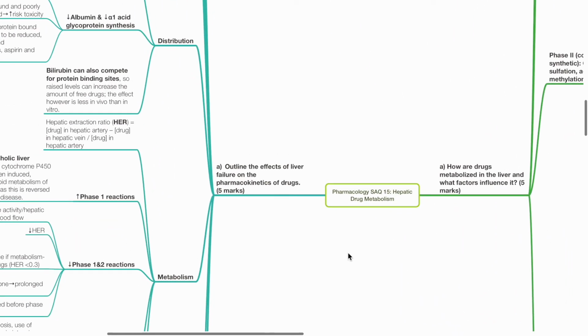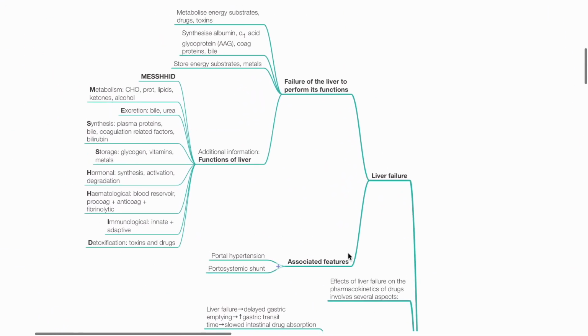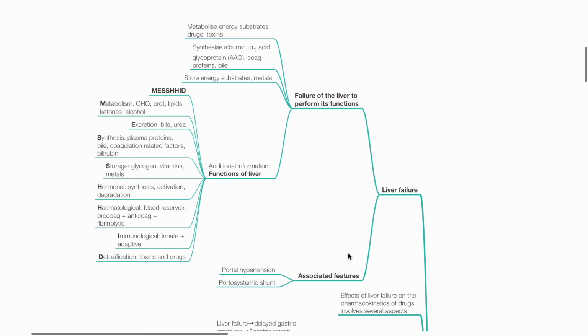B. Outline the effects of liver failure on the pharmacokinetics of drugs. 5 marks. In liver failure, there is failure of the liver to perform its functions. A mnemonic to remember functions of the liver is MESSHHID, where M stands for metabolism, E for excretion, S for synthesis, S for storage, H for hormonal, H for hematological, I for immunological, and D for detoxification.